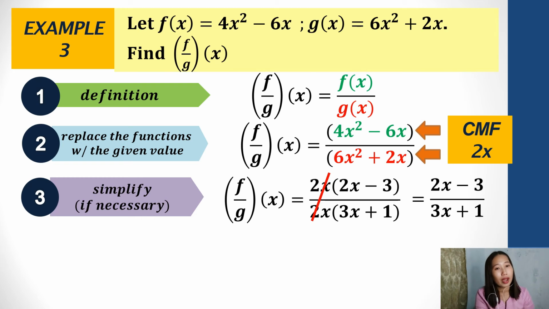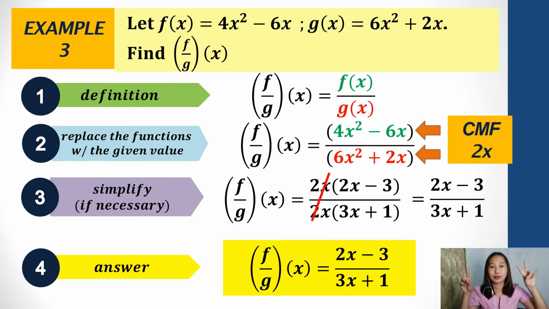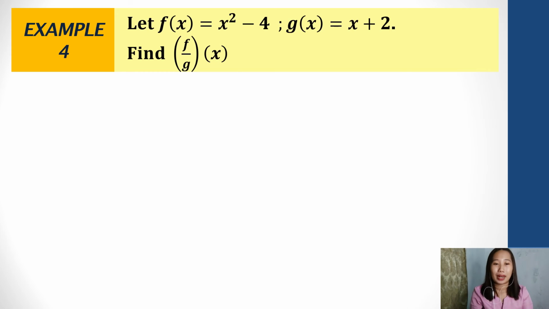So, kung sa tingin mo ay hindi na siya masisimplify, let us write the final answer. F over g of x equals 2x minus 3 over 3x plus 1. Yahoo! Fourth example, may fourth example pa pala tayo.